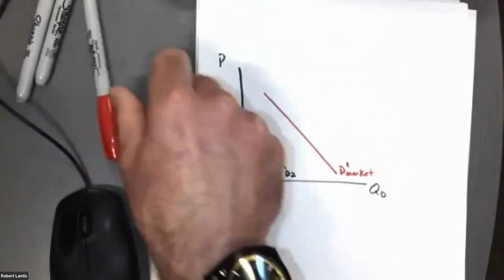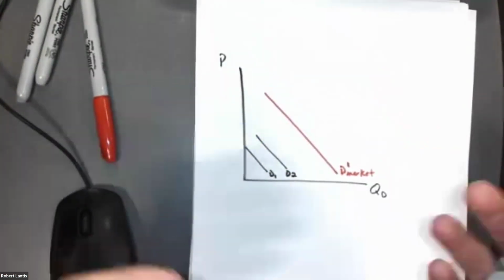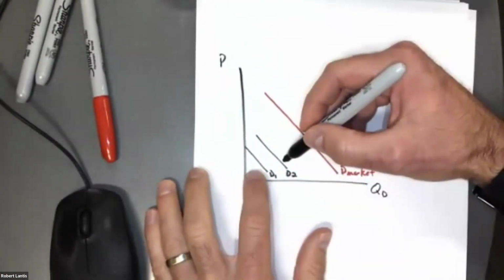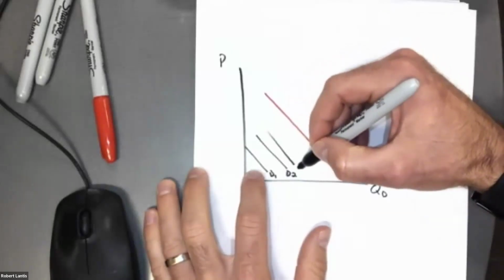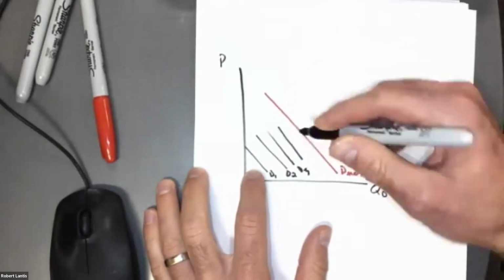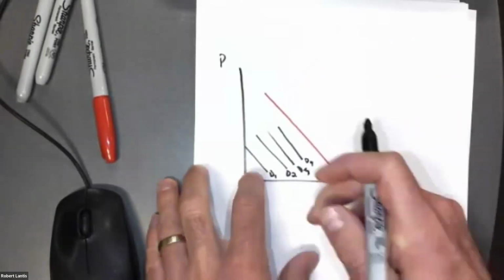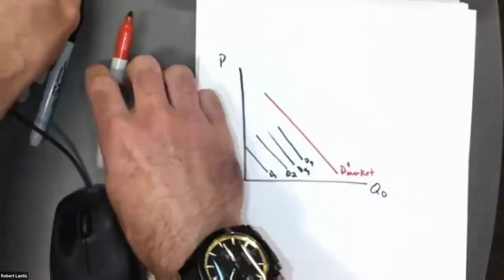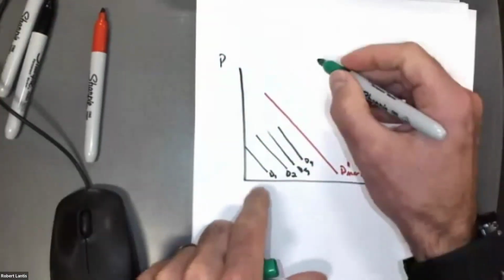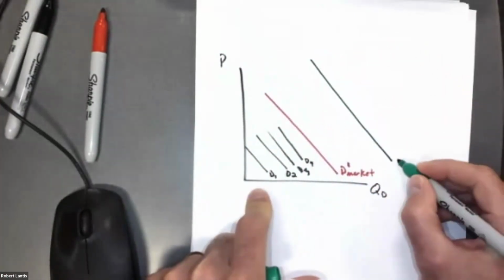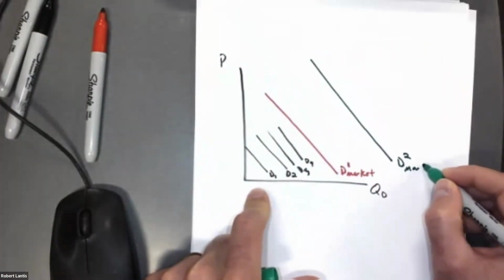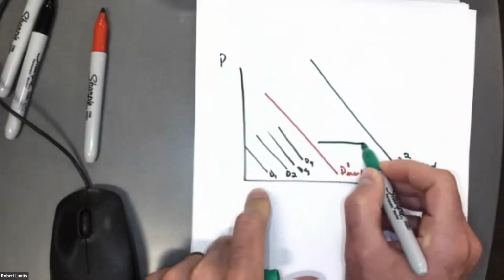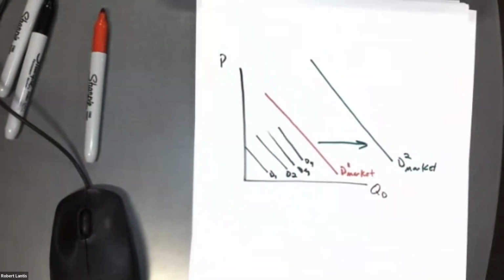Now, if I have more buyers in a market, more individuals who want to buy this good, maybe I don't have just two people, I now have a third and a fourth. Well, now to get market demand, I'm going to add up all four of these. So market demand when I have more buyers is going to be higher, an increase, a shift to the right.